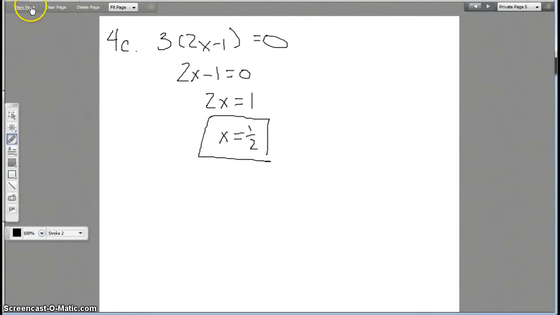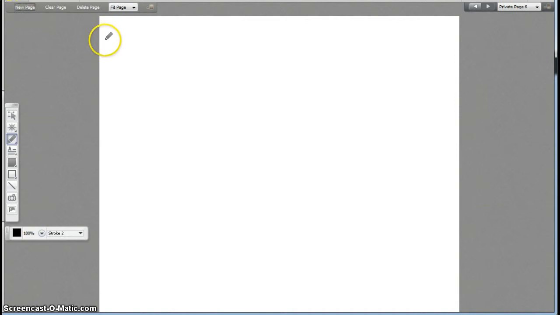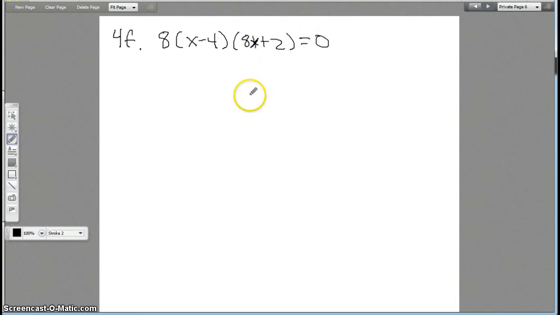Okay, now let's jump down a little bit and do number 4, part F. So number 4F, and the equation there is 8 times x minus 4 times 8x plus 2, and you have to say that equals 0. Okay, we've got 3 different factors here that we are multiplying together to equal 0. But we know that 8 does not equal 0, so we can ignore that one because that's not a factor we have to be concerned with. But x minus 4 can equal 0, or 8x plus 2 can equal 0.